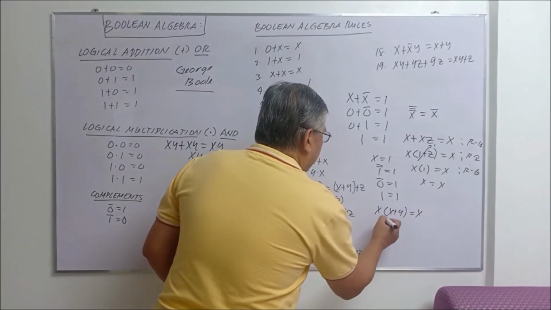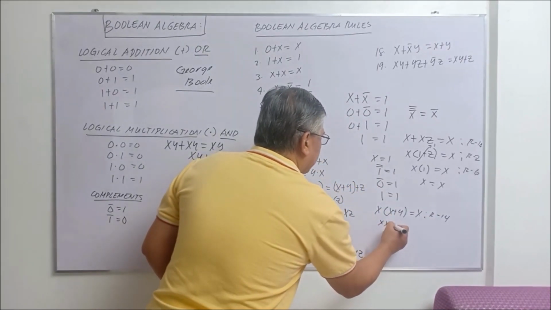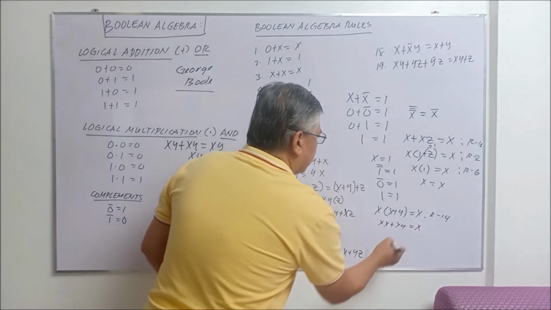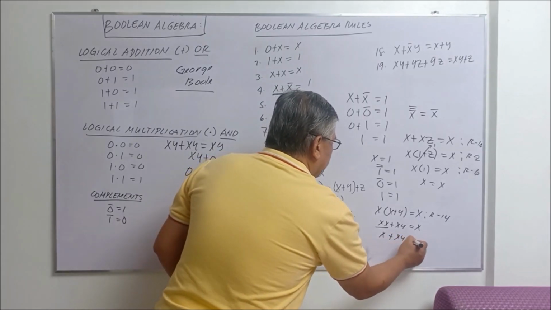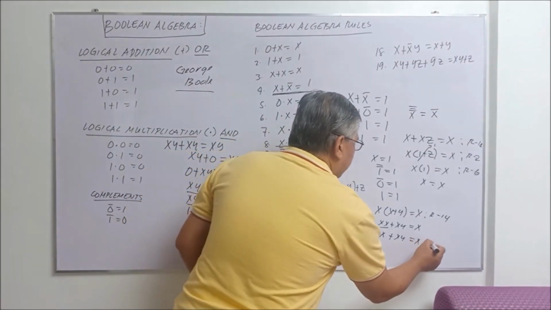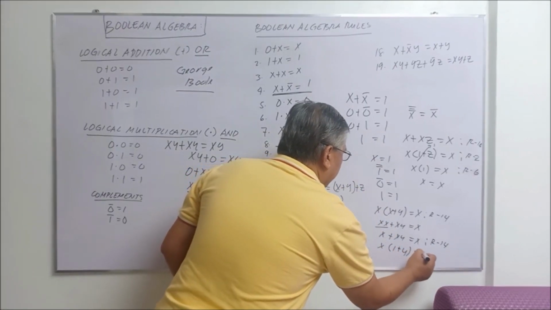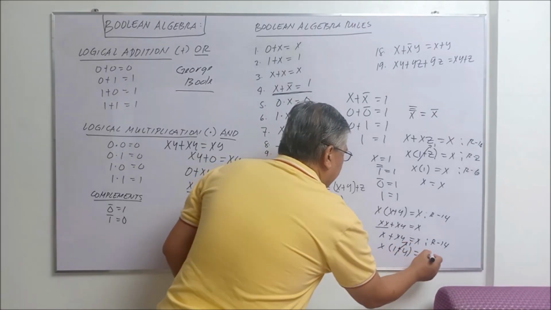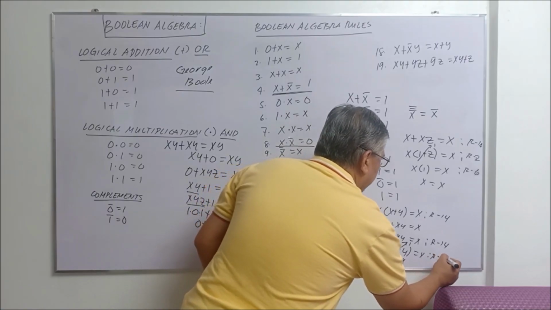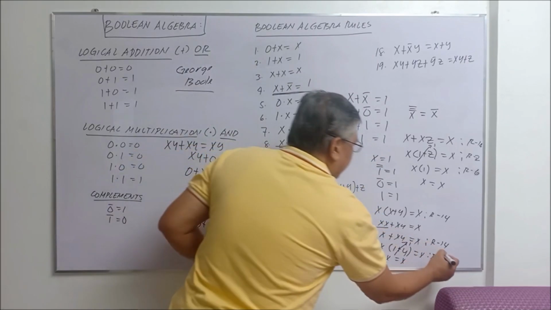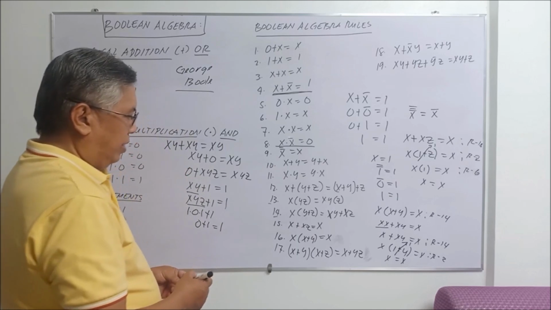So you distribute, rule number 14. Okay, so you have xx plus xy is equal to x. Then you have xx is equal to x, plus xy is equal to x, right? Then you factor out, again, rule 14, x, so you have 1 plus y is equal to x. So this one here is 1. x is equal to x. So that is rule number 2 again, no? So you have x times (x plus y) is equal to x.